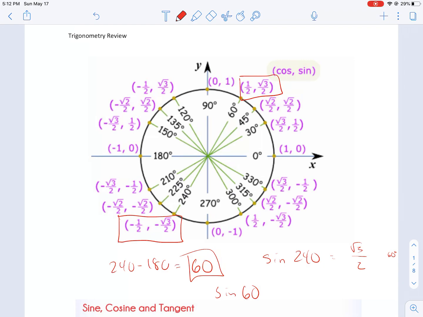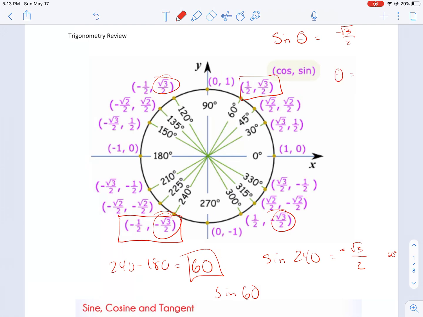Okay, but because we are in the third quadrant, our x and y values are both negative, so therefore this value is negative. And sometimes I also do stuff like this. When is the sine of theta negative square root 3 over 2? So we go around and look at our y value when it's negative square root 3 over 2. I see square root 3 over 2 here, here, here, and here. Which one of these are negative?